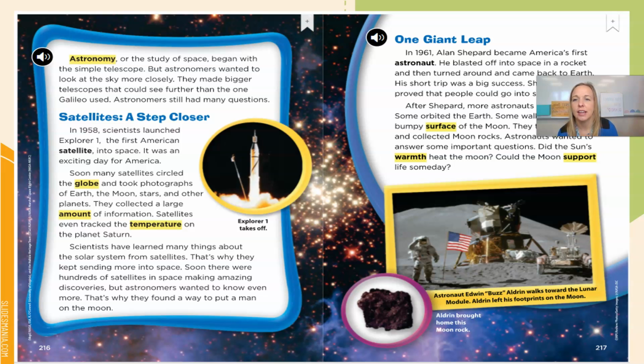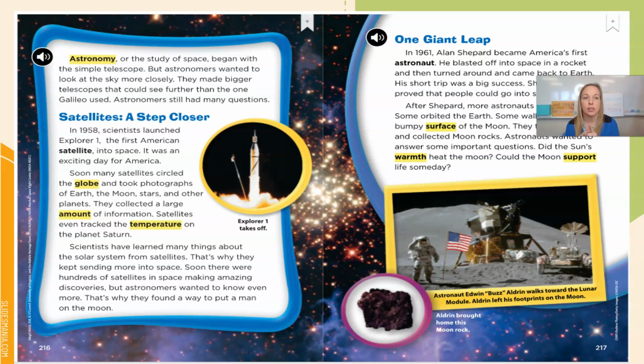In 1958, scientists launched Explorer 1, the first American satellite into space. It was an exciting day for America. Soon, many satellites circled the globe and took photographs of Earth, the moon, stars, and other planets. They collected a large amount of information. Satellites even tracked the temperature on the planet Saturn.